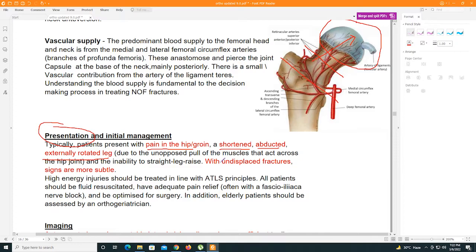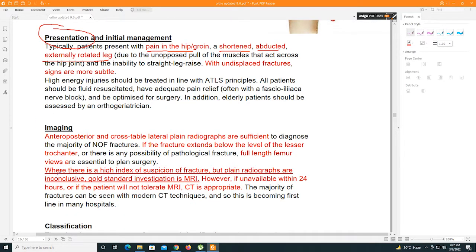So what is the function of the gluteus maximus muscle? It abducts and externally rotates the hip joint. So eventually, due to the action of the muscles, the thigh or lower limb gets shortened, abducted, and externally rotated. Now we come to the management.